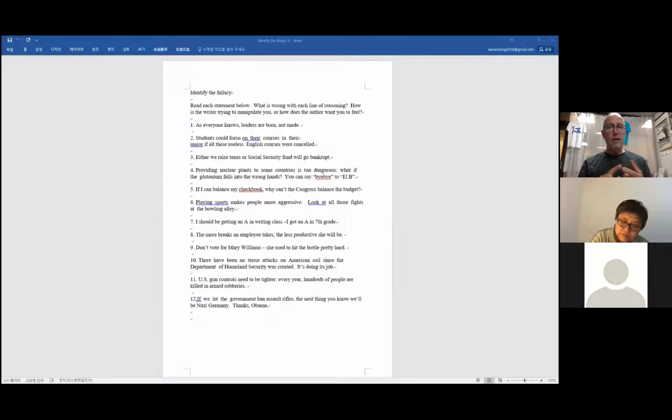There are kind of three questions in the title. Have a look at the connection between the two. What is wrong with each line of reasoning? But also, how is the writer trying to manipulate, or how does the author want you to feel? For this one, think of what they are trying to do emotionally to get you to agree, because they could leave off that first bit, couldn't they? They could say leaders are born, not made, or research shows leaders are born, not made, but the person says, as everyone knows.